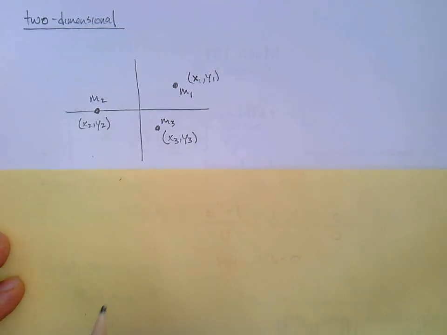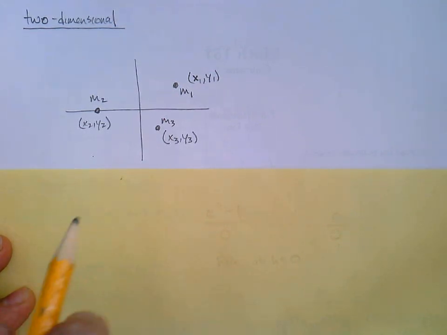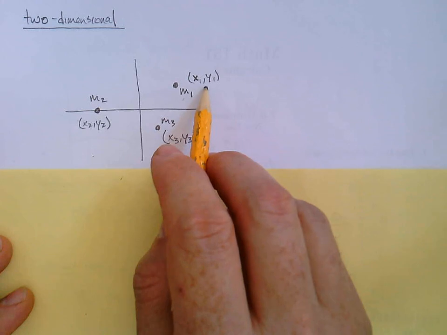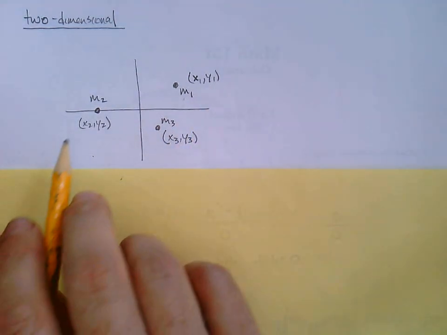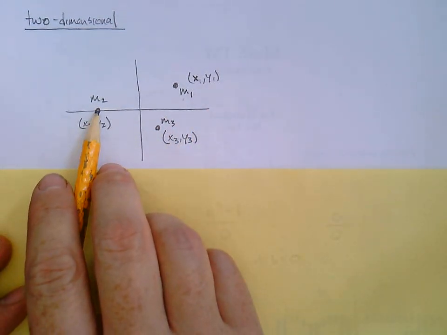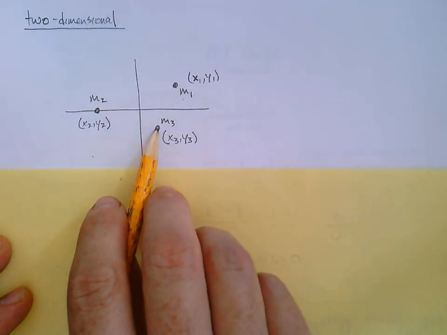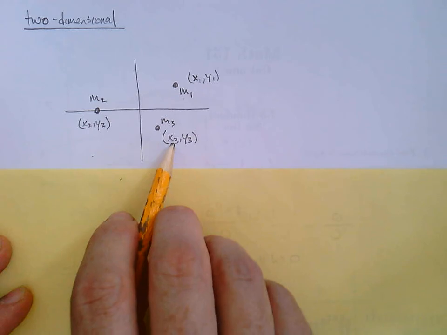In the two-dimensional case, now we have an x and a y-axis. So let's imagine M1 is located maybe here at x1, y1. M2 I placed back here, let's say that's at x2, y2. And maybe M3 is down here. That's x3, y3.